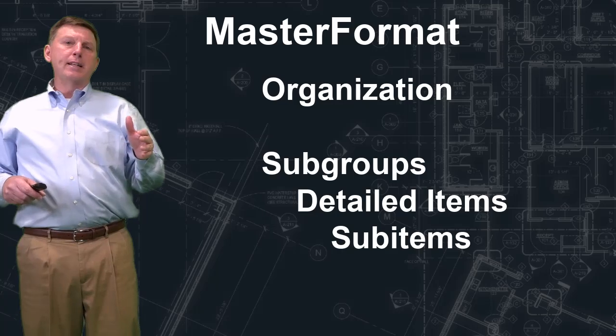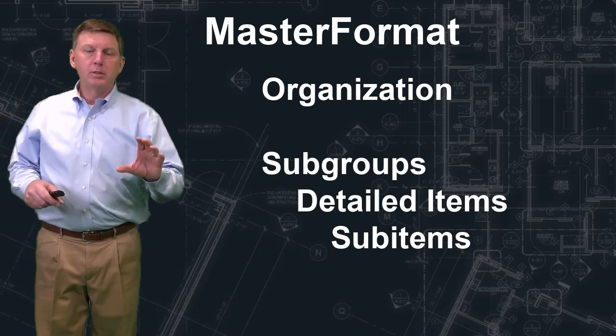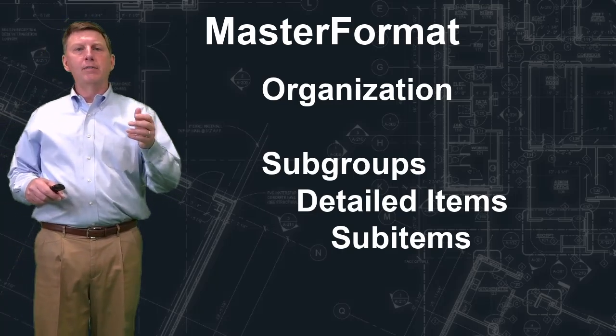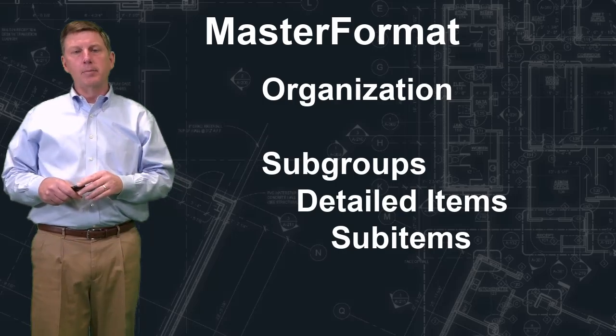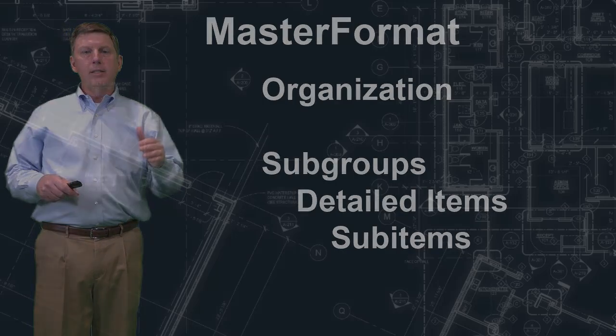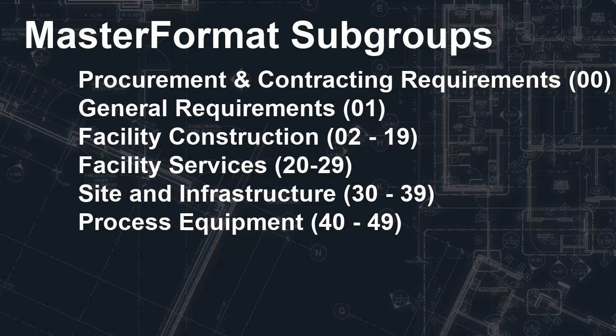Now master format is divided up into subgroups, and then those subgroups have detailed items within them. And the subgroups that we're most concerned with are the facility construction. These are sections 2 through 19. Or the facility services, 20 through 29. And then site and infrastructure, 30 through 39.